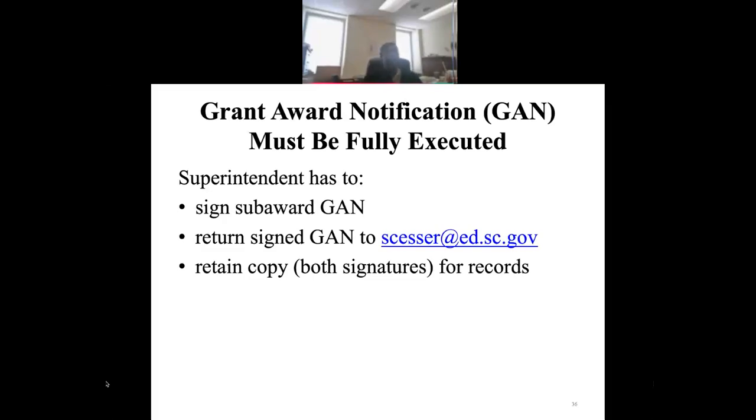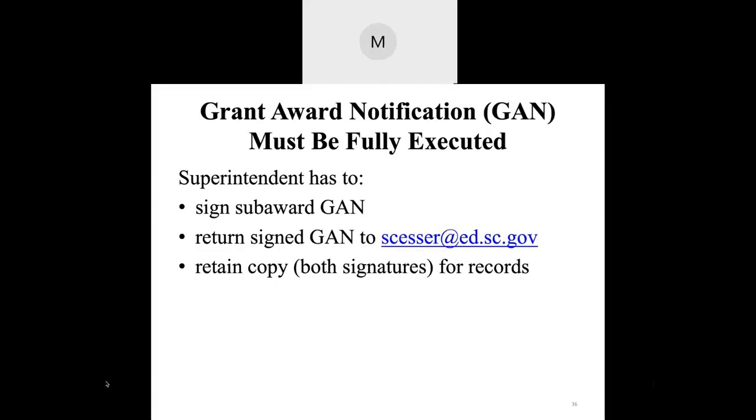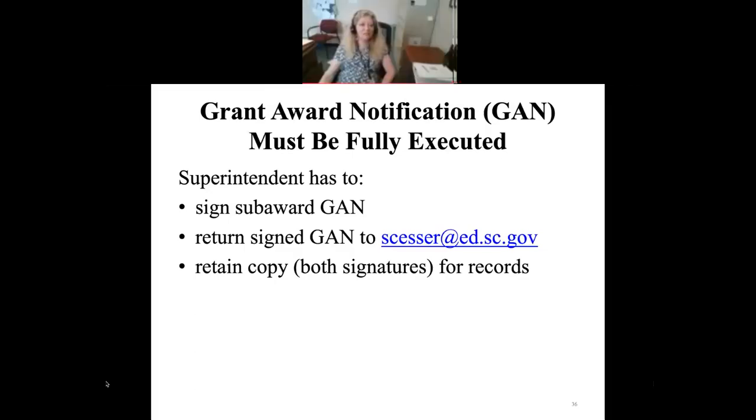Essentially, with your grant award notification, or your GAN, it must be fully executed, which means your superintendent has to sign the subaward, which is the GAN, return the signed GAN to the ESSER website, noted here, and also remember to retain a copy with both signatures for your records.